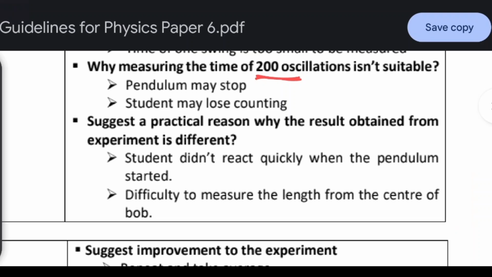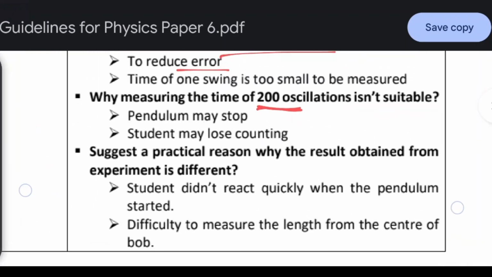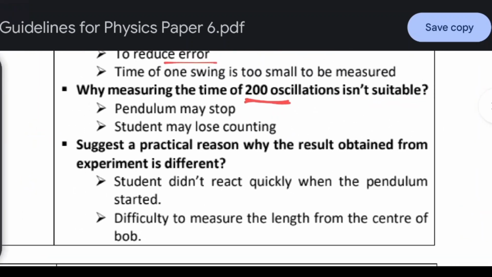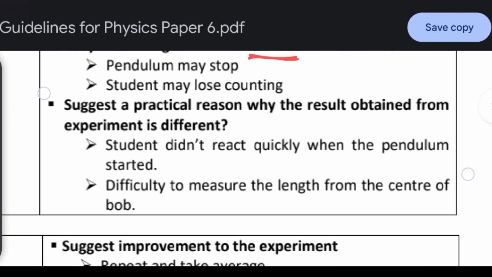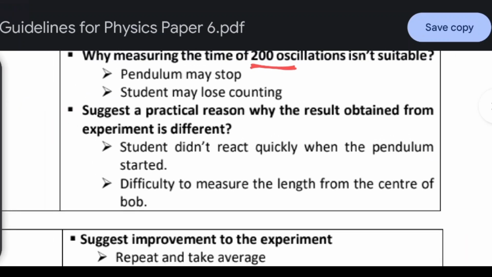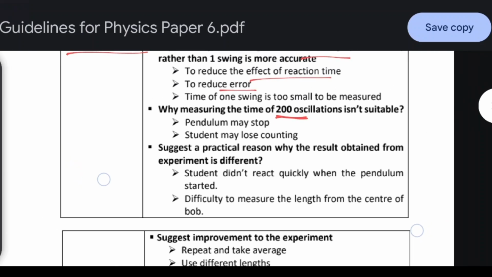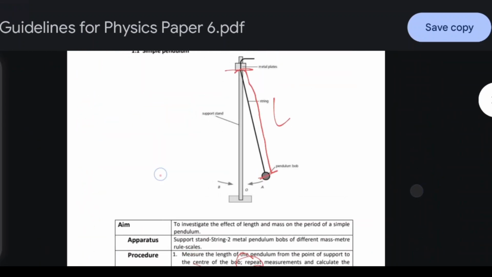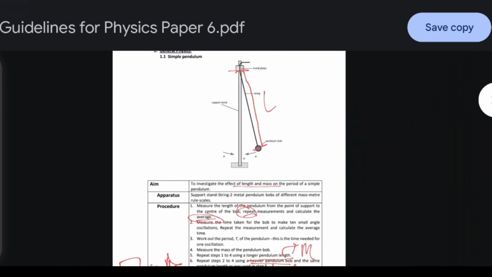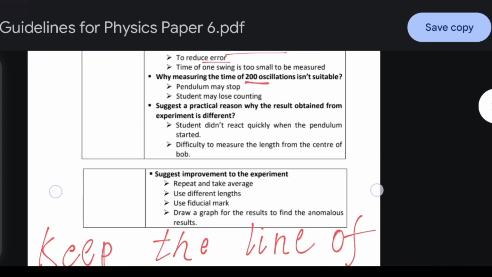Next, suggest a practical reason why the result obtained from the experiment is different. They're telling us that the result we got is different from what should be expected. The reason can be that the student didn't react quickly when the pendulum started, the reaction time, as we discussed before. Then, difficulty measuring the length from the center of the bob. So the length was not measured accurately, so the results are not the same as we wanted for this experiment, which was to investigate the length and mass of the simple pendulum bob.